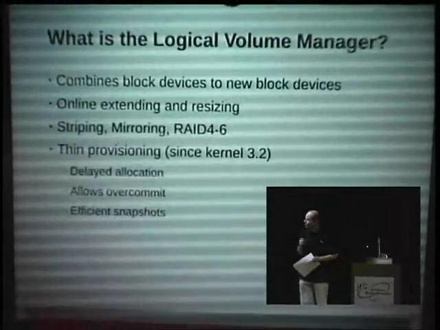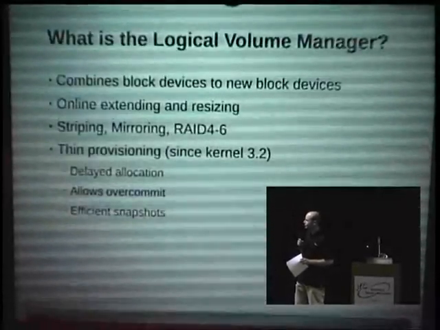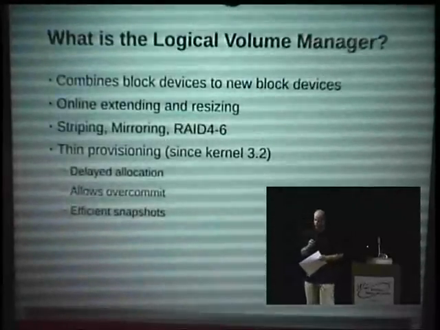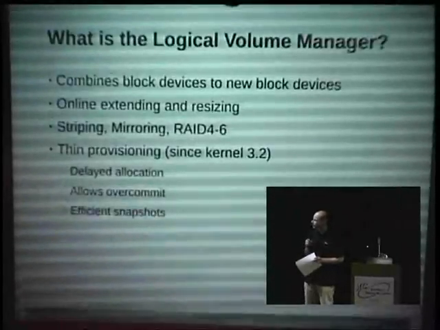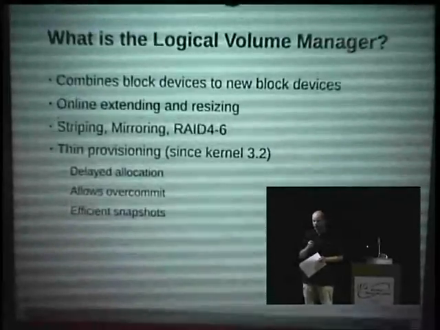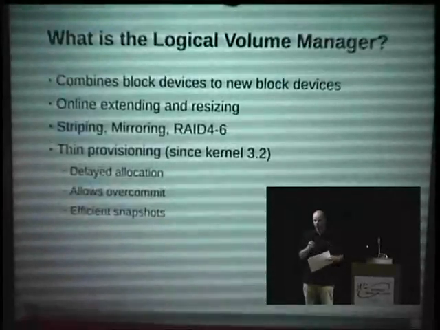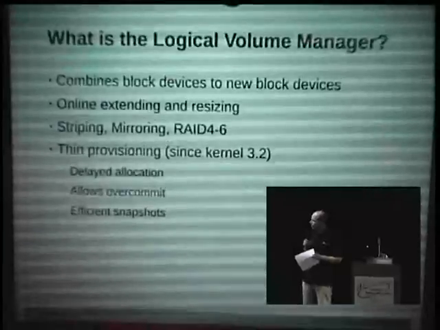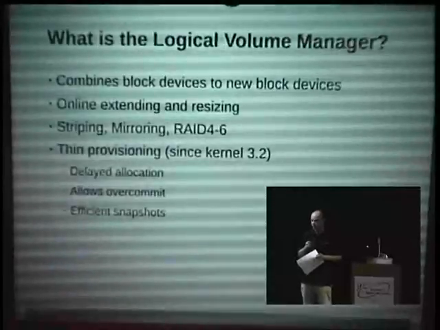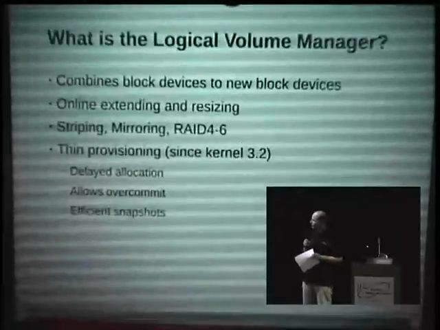And a very new feature of LVM is thin provisioning. It's in kernel 3.2. Here you have a pool of data, and the allocation of your logical volumes is delayed. The logical volumes only need the space when you really need it. And this even allows, if you overcommit, to create logical volumes greater than your disks. And it also provides efficient snapshots.